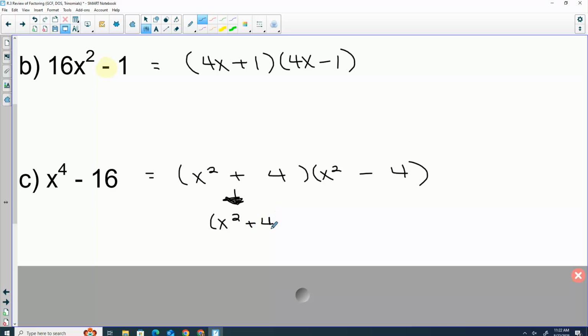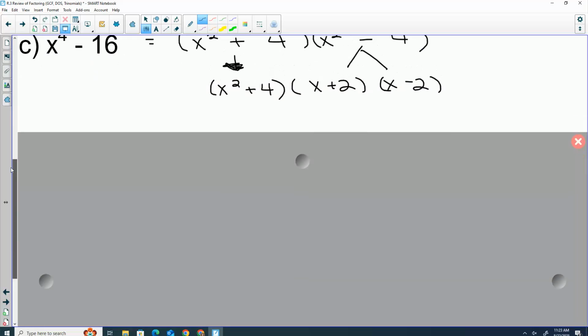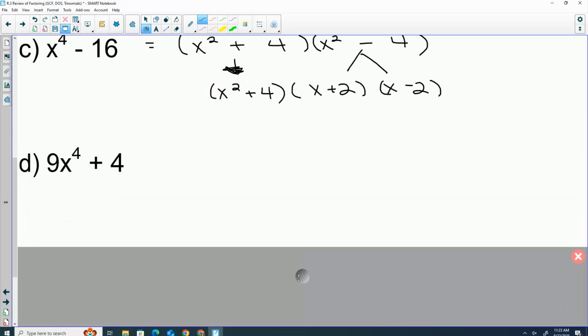And with factoring, we never lose the things we pull out, they stay with it. But x squared minus 4 is a difference of squares again, so that would break into x plus 2, x minus 2. Alright, last one.